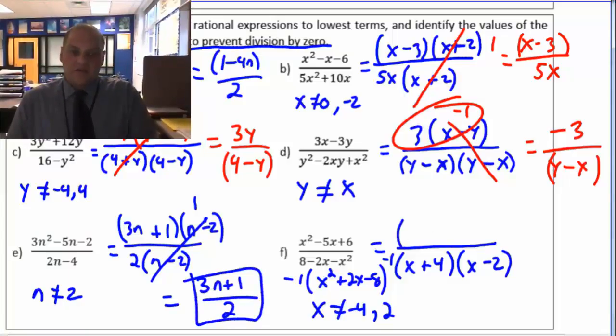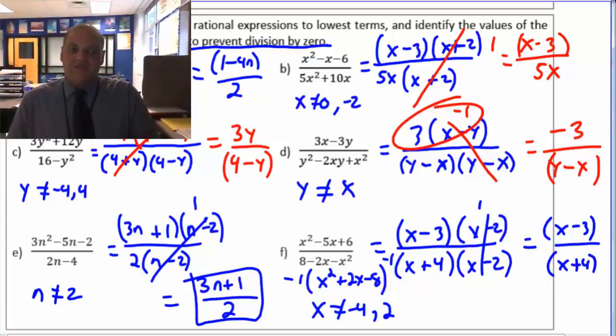And last one here, x minus 3, x minus 2. And that's a 1 there. And that leaves us with x minus 3 over x plus 4, and we have that negative 1 hanging out there, and we'll just bring that in front of the fraction. We could put it on top or in front of the fraction. It doesn't matter. Or you can leave it on the bottom. It really doesn't matter. But a negative on top is the same thing as a negative being on the bottom.